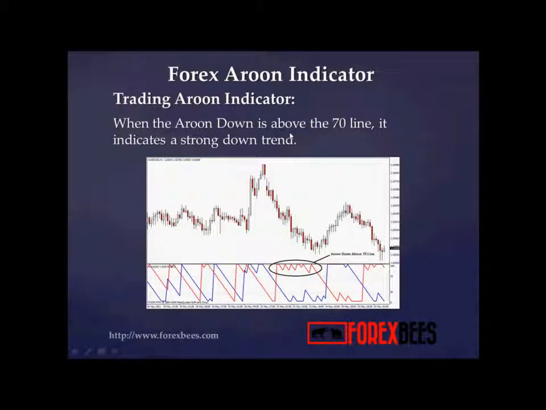When the Aroon down is above the 70 line, it indicates a strong downtrend. In this picture, you can see the red line, which is the Aroon down line, is above the 70 line, and you can see the strong downtrend here.